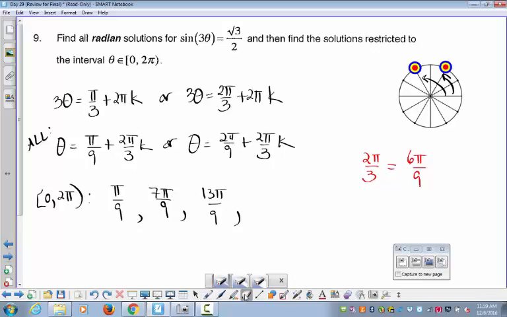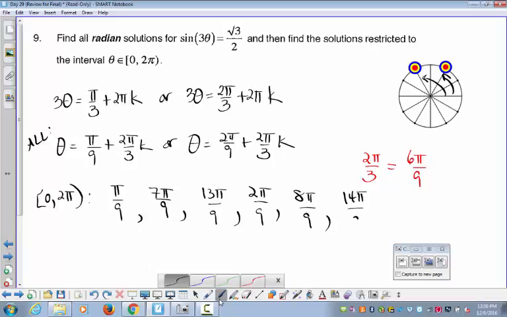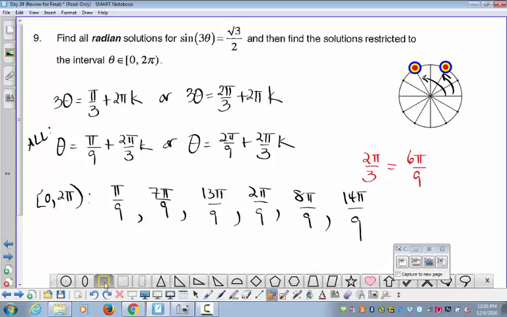So when we get the other ones, we come over here, we get 2 pi over 9. Add 6 pi over 9, so we get 8 pi over 9. Add 6 to that, we get 14 pi over 9. And if we were to add 6 to that, we get 20 pi over 9, which is again more than 2 pi. So those are our 6 particular answers, if we're looking in the interval 0 to 2 pi.